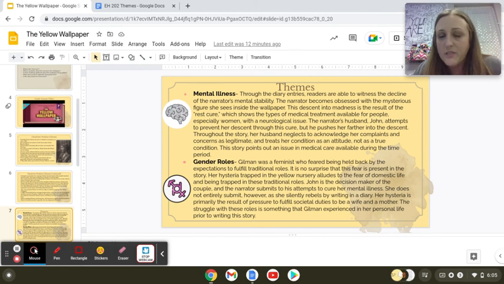You have about 10 minutes to find your five pieces of textual evidence and type them in the collaborative Google Doc.